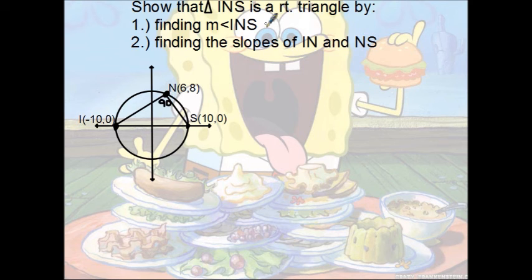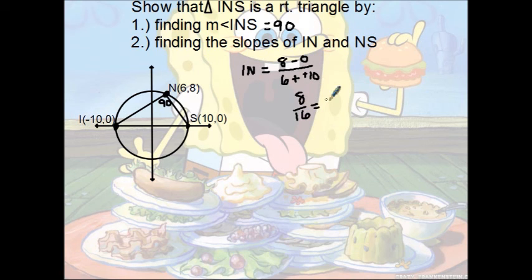The second way of showing it's a right triangle is to look at the slopes, and let's compare that as well. So let's look at the slope of IN. Our slope formula is y2 minus y1 over x2 minus x1. So here we go: y2, 8, minus y1, 0, over x2, 6, minus x1, -10. And 2 negatives make a positive. 8 over 16 reduces to 1/2.